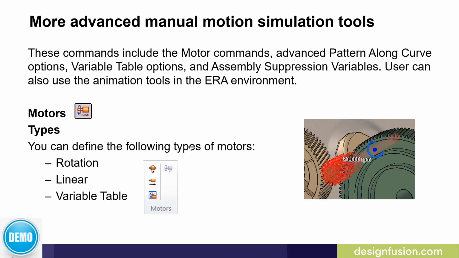With motors, we have three types. You can define a rotation motor, you can define a linear motor, or a variable table motor. Let me show you a video with some examples of these motors.